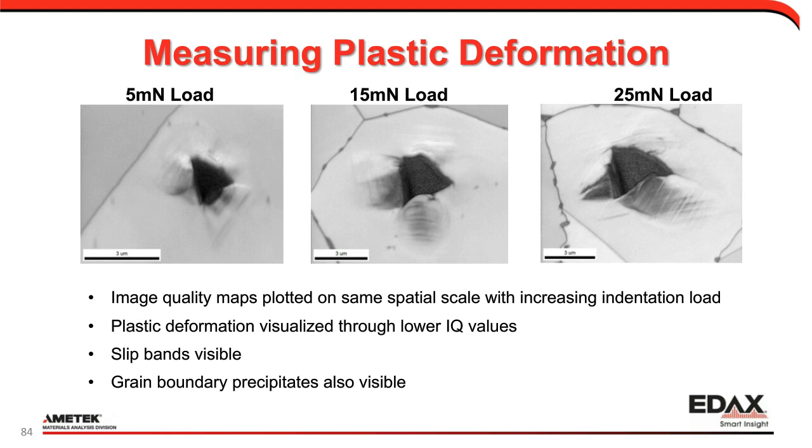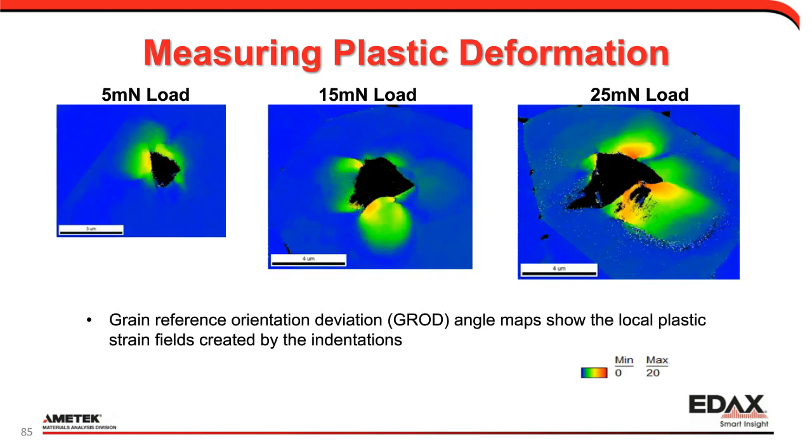locally. And I've seen work where people will pull out nanopillars to do some similar type work. But we can also see how grain boundary precipitates are visible, especially on that 25 millinewton load there on the right. You see some precipitates visible at boundaries. So we can think about visualizing how the plastic deformation field starts to interact both within the interior of a grain, but also as it approaches grain boundaries, and think about things like slip transmission.